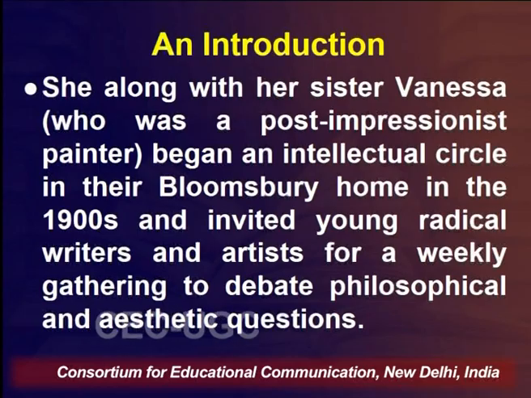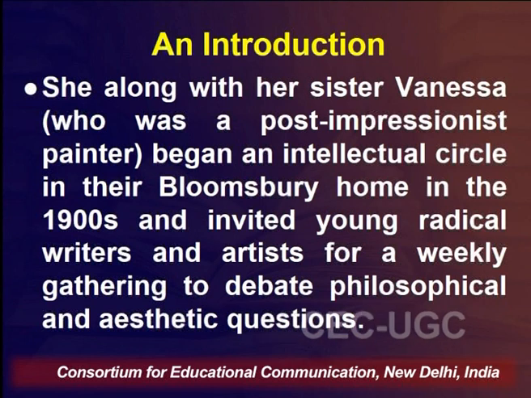And along with her sister Vanessa, who was a post-impressionist painter herself, they began an intellectual circle during the 1900s in their Bloomsbury home, and invited young writers, radical writers and artists to come together for a weekly gathering to debate aesthetic questions and philosophical questions. And this became a kind of cultural hub of intellectual activity. A lot of them worked together. Also, most of them were from King's College, and they were all very anti-war writers. These intellectuals took critical positions on war, politics, and the kind of theoretical exercise that was going on.